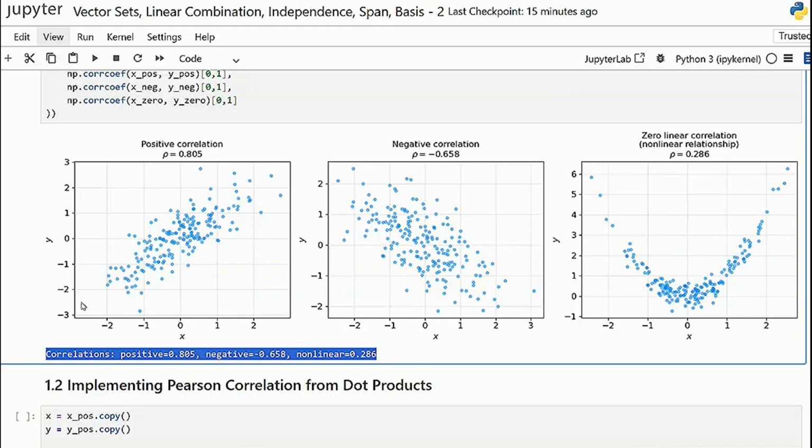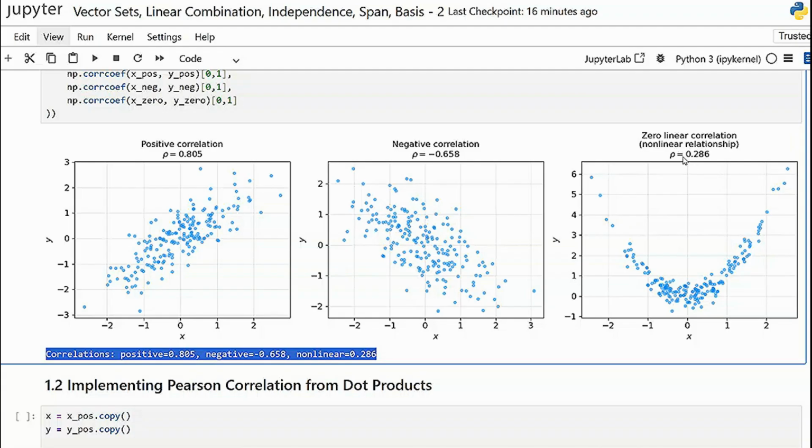As x increases, the value of y tends to increase proportionally. And coming to this negative correlation, kindly see here, the exact coefficient results in -0.66. So here is a moderately strong negative relationship: whenever there is an increase in x, y tends to decrease.